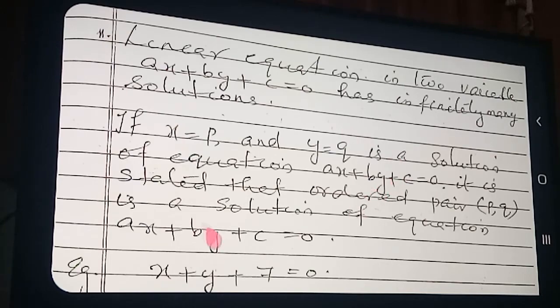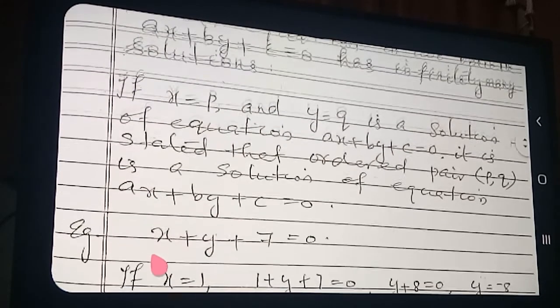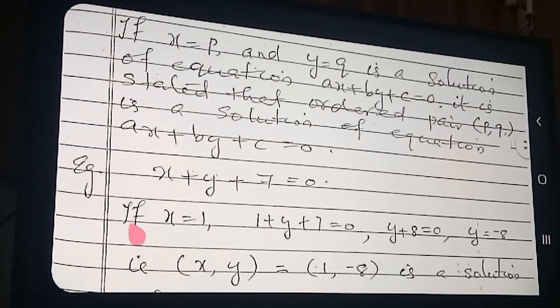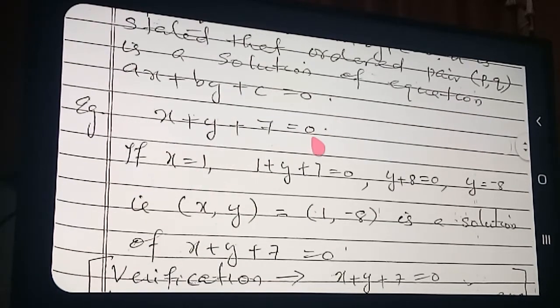Is it clear? Okay, I gave some examples for your understanding. It is not compulsory to write them in the notes. Here you see, we have written an equation. What is the equation? x + y + 7 = 0 is the equation I have written.